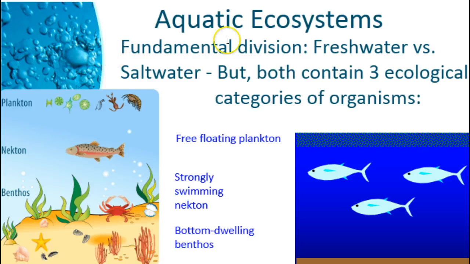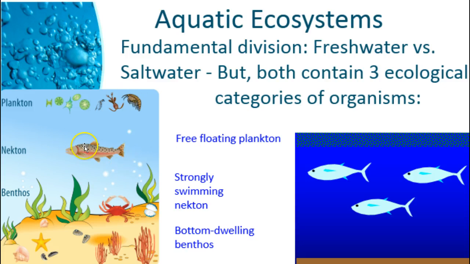So remember that in aquatic ecosystems, our big division is freshwater versus saltwater ecosystems. But both types have three categories of organisms. The plankton are the ones that just kind of float around in the water. They don't move very much on their own. The nekton are the ones that are swimming very strongly.